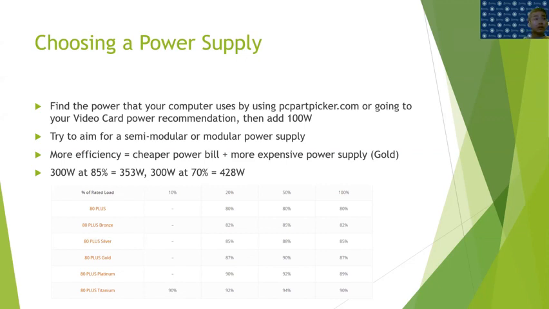You can see that 80+ Platinum and Titanium are oftentimes only separated by 1 or 2% in terms of efficiency. However, they can be a lot more expensive.